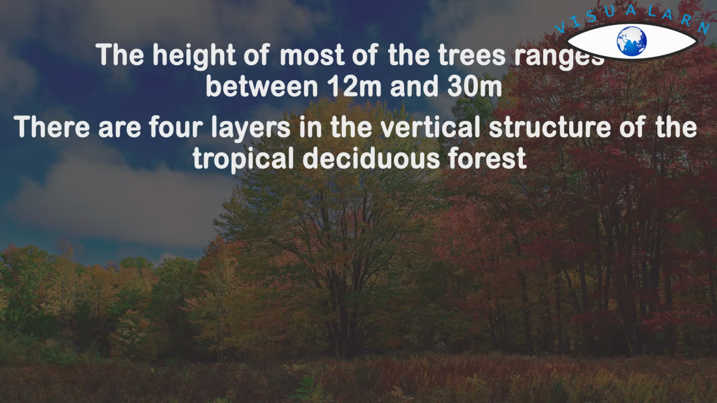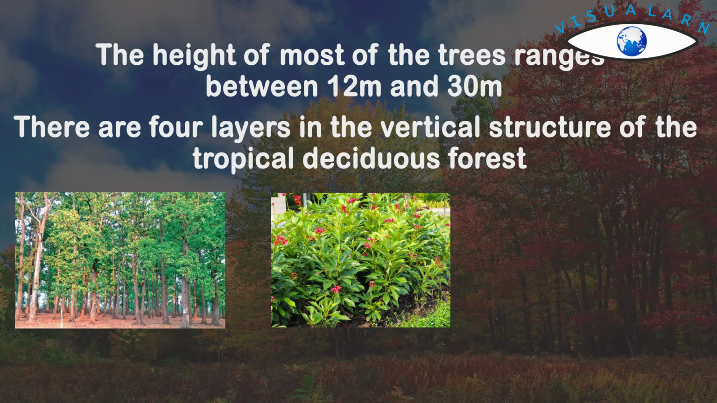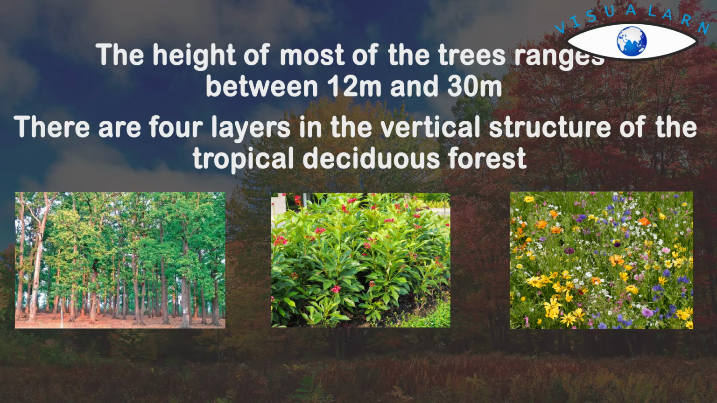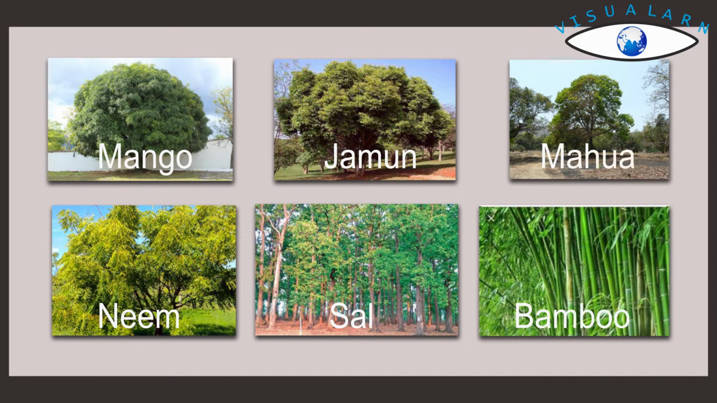There are four strata or layers in the vertical structure of the tropical deciduous forest. The uppermost and the second strata consist of trees. The third stratum is formed by shrubs, whereas the ground stratum presents herbaceous plants. The trees are characterized by a thick girth of stem, and thick, rough, coarse bark. Important species of trees include sal, bamboo, mango, mohua, jamun, neem, etc.